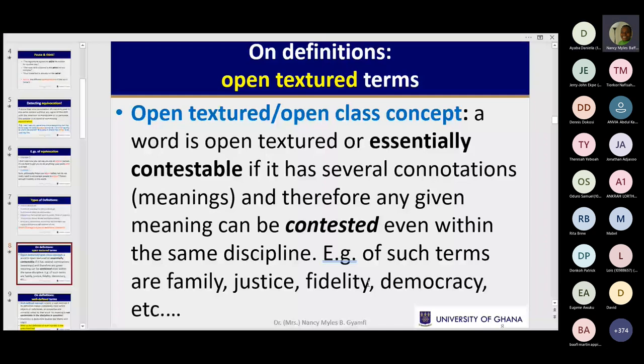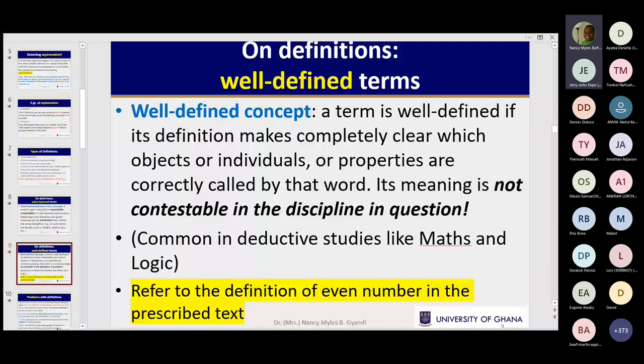Very good. I enjoyed that reading also. Now listen, you are a critical mind. You must know this about definitions. A definition, a one word can be open textured. Its opposite is what? Well-defined concept. So either the term is open textured or it is well-defined.